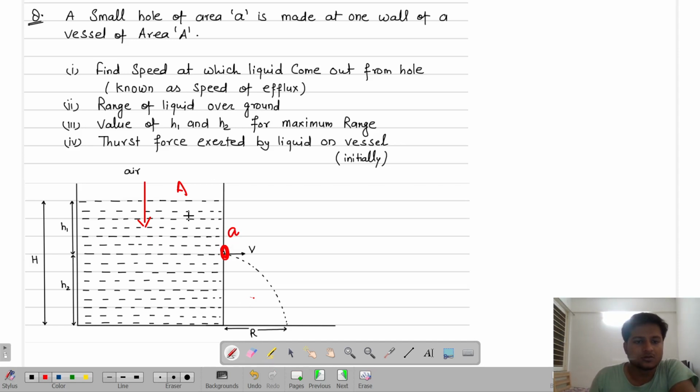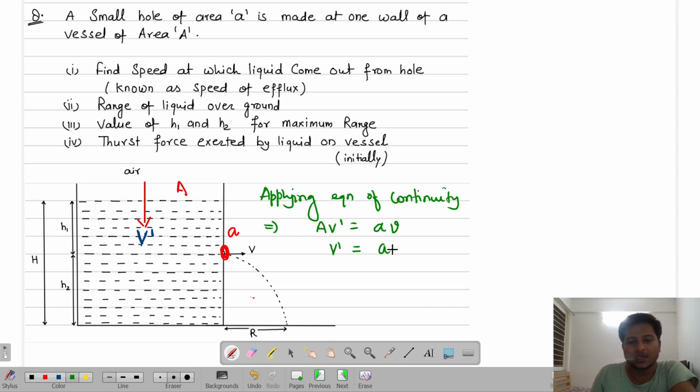Okay, so here let us consider that the velocity with which the water is coming down be some V dash. So applying the equation of continuity, simply you will get the equation that area capital A into V dash is equal to area small a into small v. So you got the V dash relation: V dash is a v by capital A.